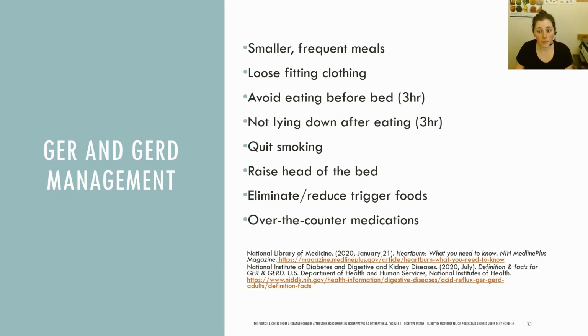Certain medications may also be recommended for reflux, including antacids for mild heartburn, H2 blockers to reduce stomach acid, and PPIs, which also reduce stomach acid and can heal the esophageal lining better than H2 blockers.